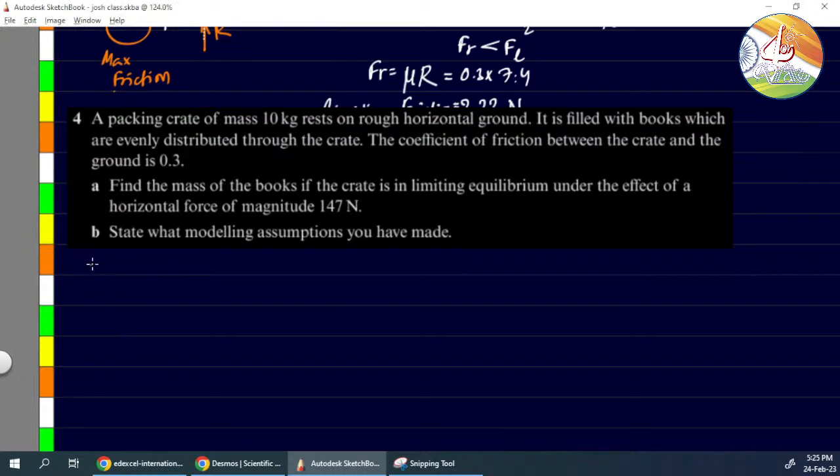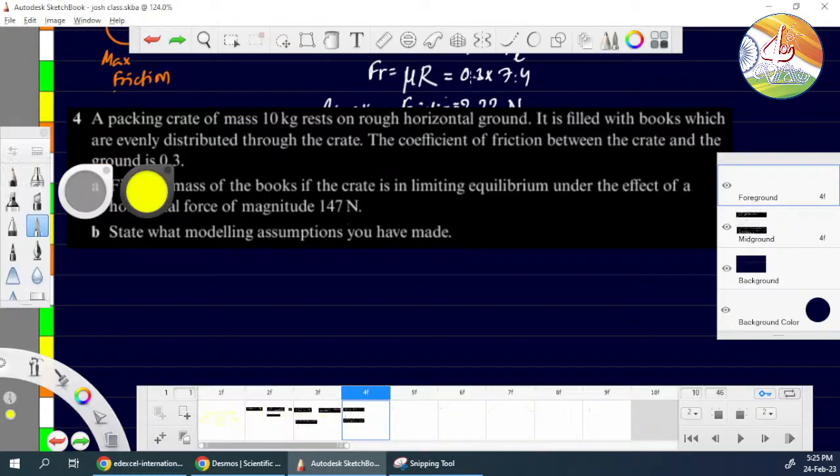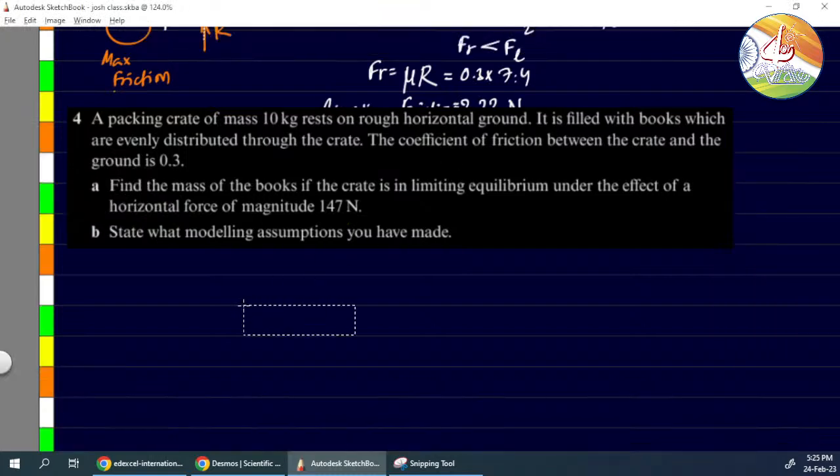So let's start. Again, we have a crate, so let's draw it as a crate. Then on top of this, we have books. The coefficient of friction between the crate and the ground, so mu, is 0.3.